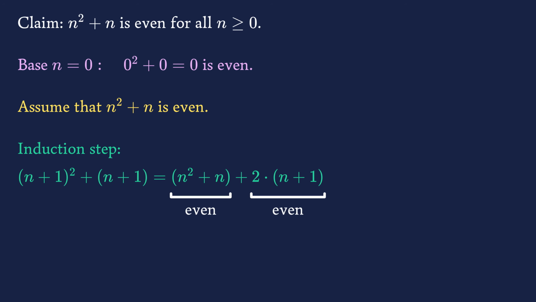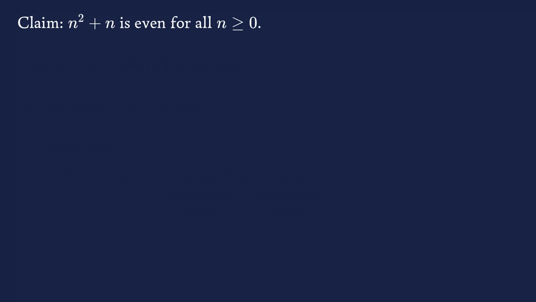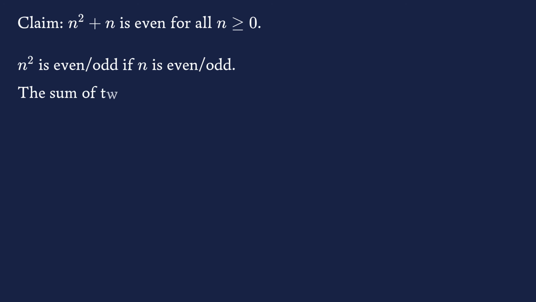For a more direct proof, the shortest argument is probably to say that the square of n is even if n is even, and that it is odd if n is odd. We say n squared and n have the same parity for short. And summing two numbers of the same parity, i.e. two even or two odd numbers, will always result in an even number.